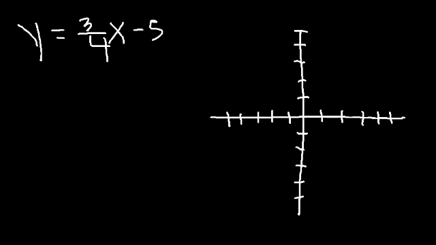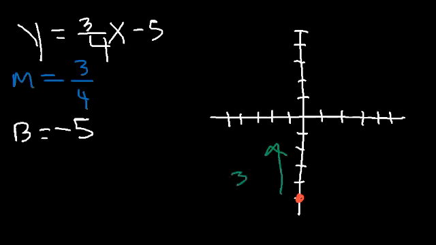Notice that the slope is 3 over 4. So the rise is 3, the run is 4, and the y-intercept is still -5. So let's plot the y-intercept first, which is over here. And we said the rise is 3, the run is 4. So when you go 4 to the right, that's going to put us at the point 4, -2.